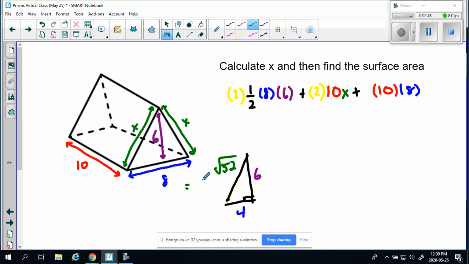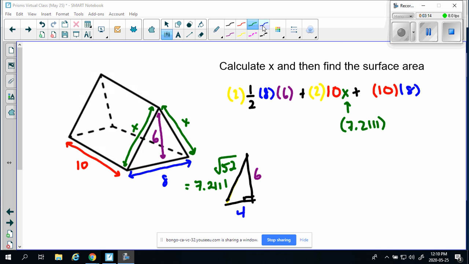And if you prefer to keep it as a decimal, you can, but you better keep 4 decimal places. Otherwise, your final answer might be rounded incorrectly. Once we know X, then we can determine the surface area. So this is the formula that was chosen from the previous page. If your calculator skills are very good, then you can plug it all in at the same time. So I'm just going to put 7.2111 in for X, and let's see what we get.